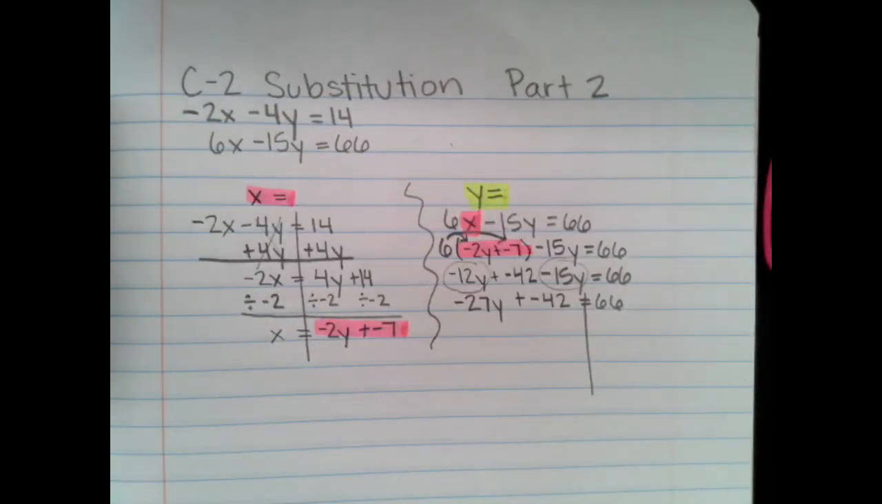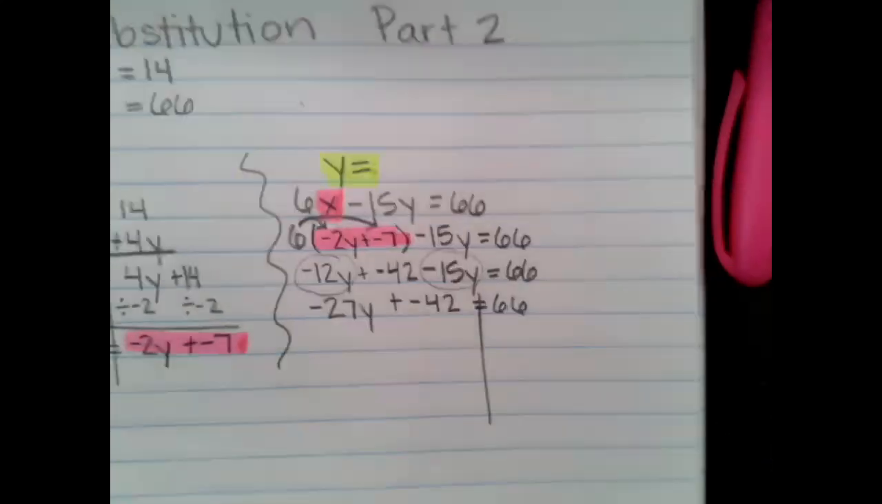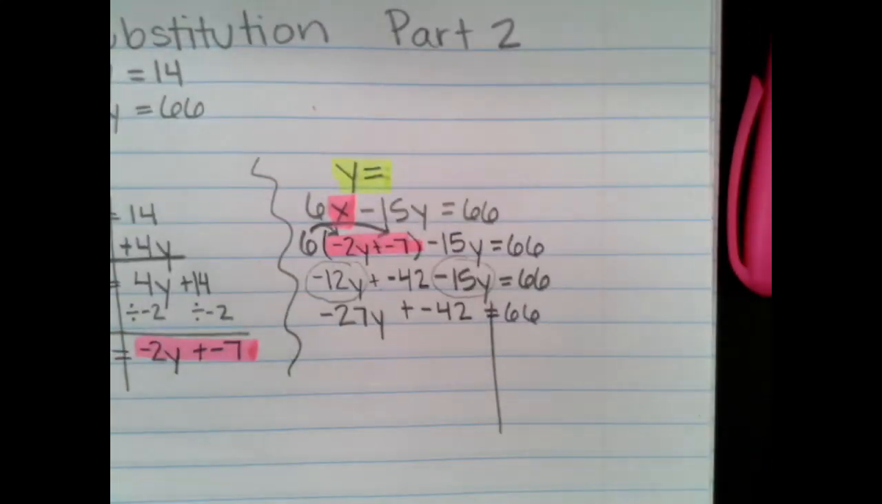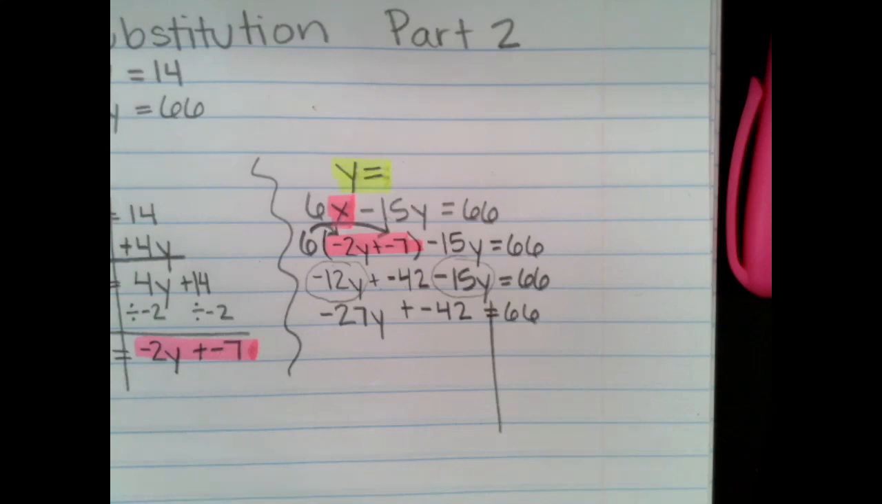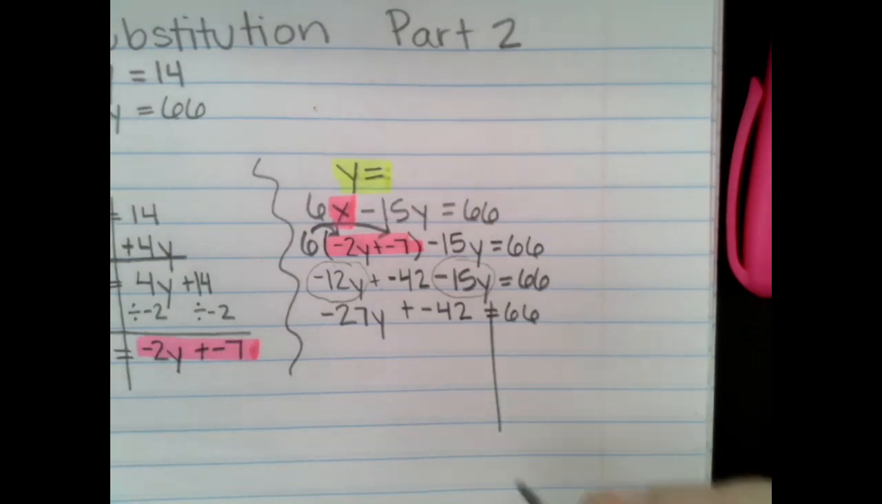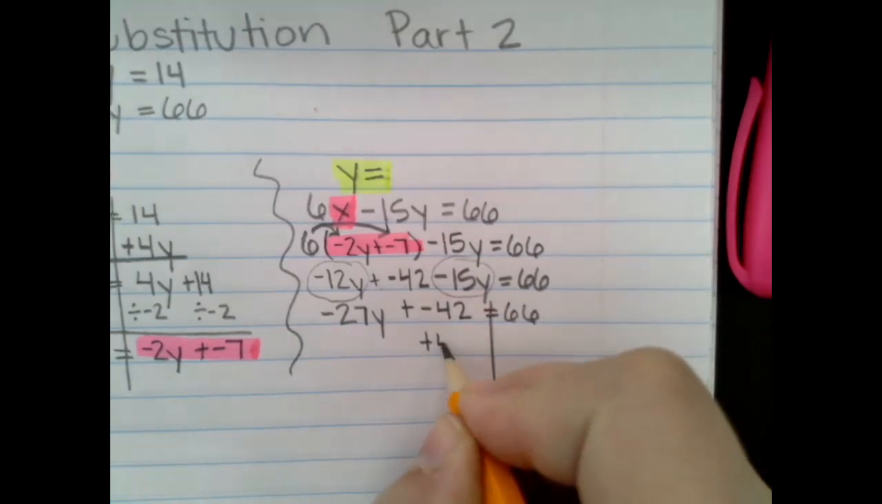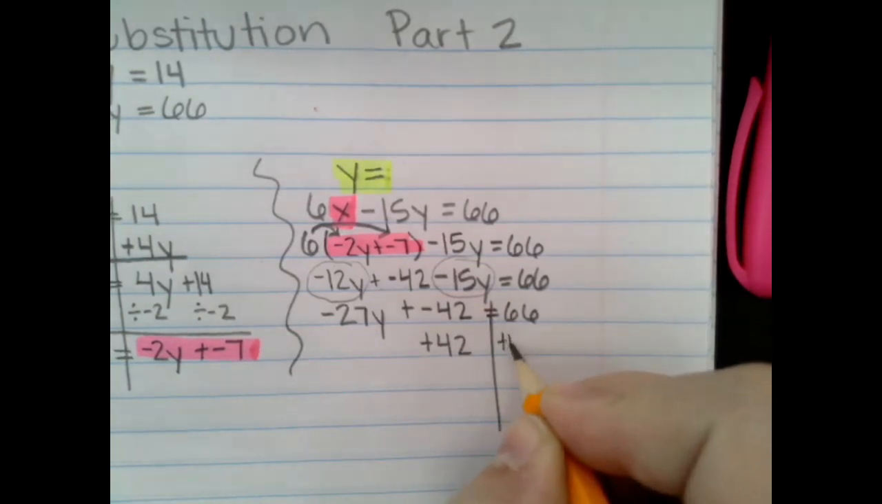If you want to work ahead at this point, go for it. Get y by itself. What do we undo next? The negative 27 or the negative 42? Yeah, the negative 42. How do we undo adding negative 42? Plus 42. Good, plus 42 both sides. Nice job, Andrew.